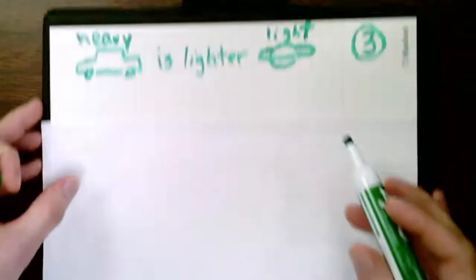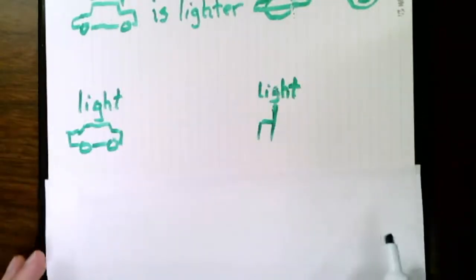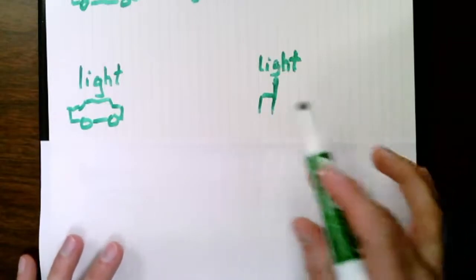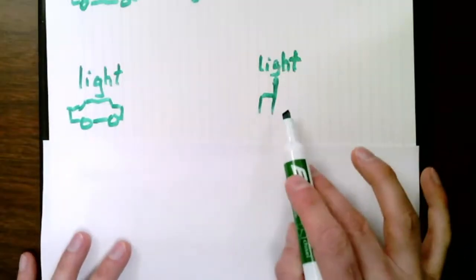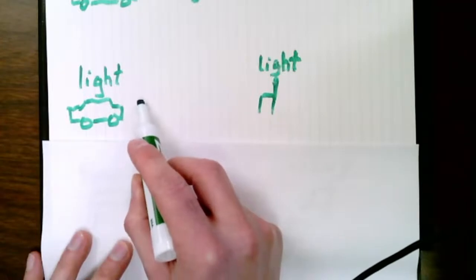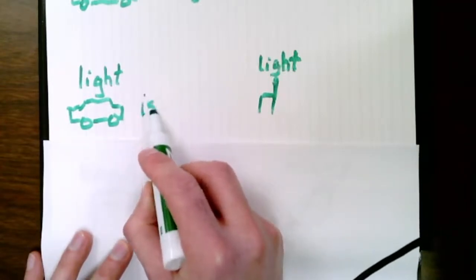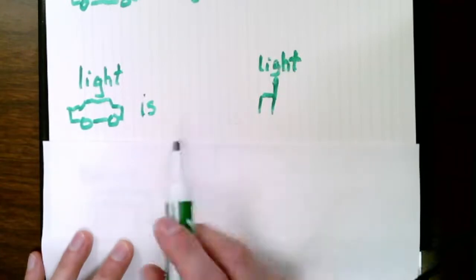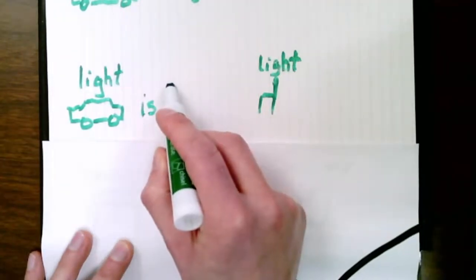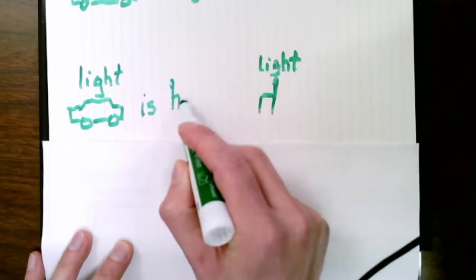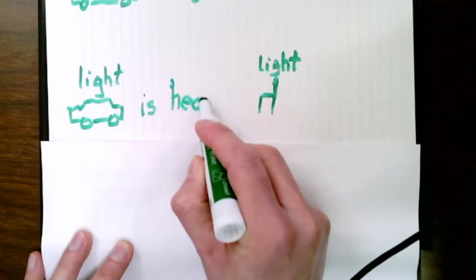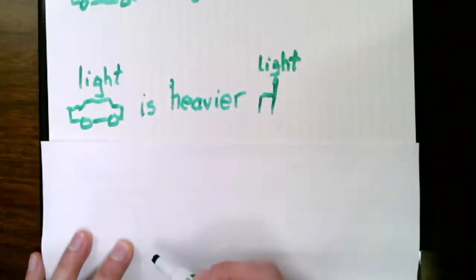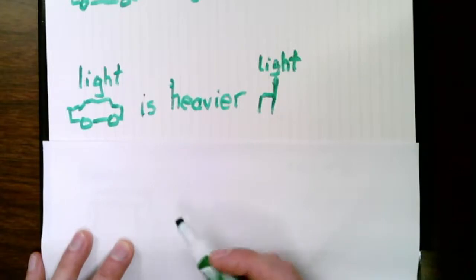What about another example? What if I had a light car this time and a light chair? Which one is heavier? A light car and a light chair. A light car, would you say a light car is heavier than a light chair? I think so.